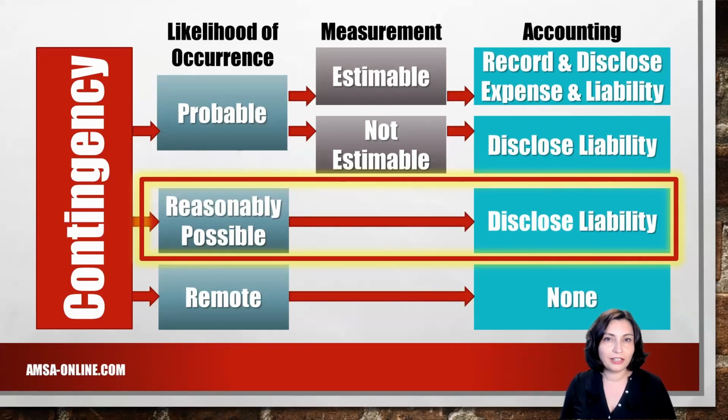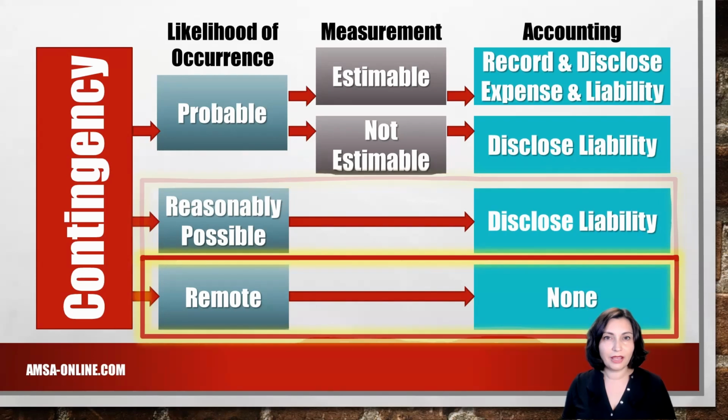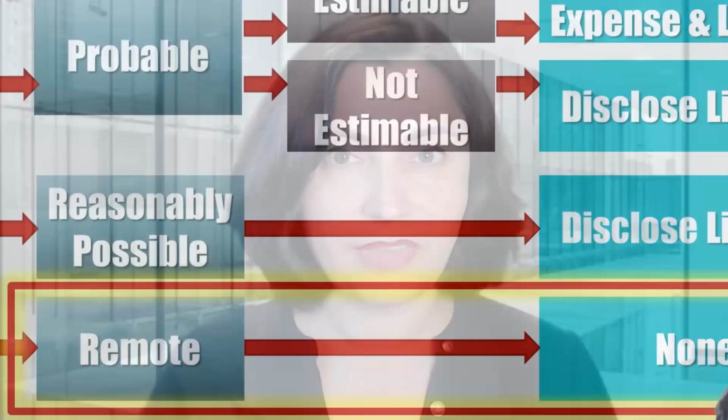In this case, the contingent liability is also disclosed in the notes to the financial statements. No disclosure is required in the notes to the financial statements when a contingent liability is remote. Let's look at a couple of examples of a contingency that is probable and estimable.